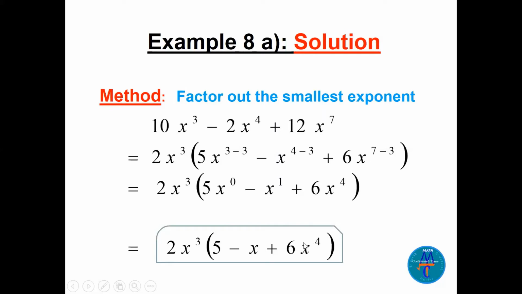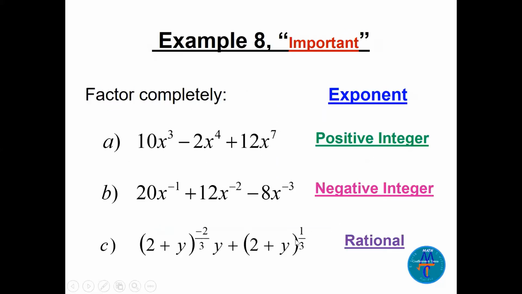Sometimes we can factor here. Please now try number B. You can pause the video, please, for a little, and try number B. See if you can factor, then you can compare with my factoring. 20 x power minus 1 plus 12 x power minus 2 minus 8 x power minus 3. See what is the smallest power and what is the number common here, GCF between 20, 12, and 8. I think we have finished now.